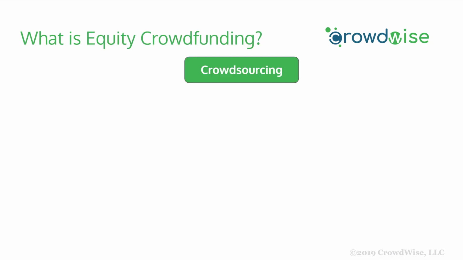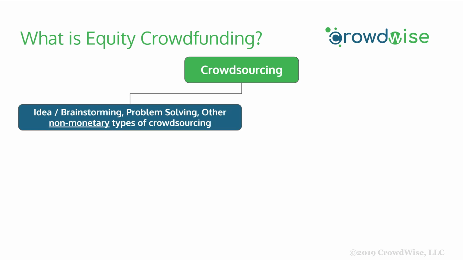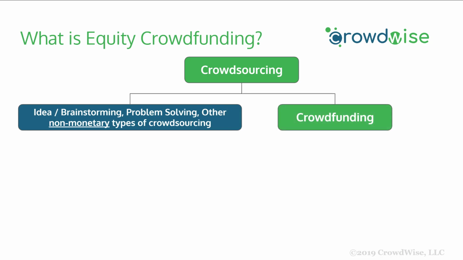and then we'll talk about how and where to begin. So at the top level, crowdsourcing can be grouped into two primary buckets. First, there are all the ideas, brainstorming, problem solving, and basically any other types of crowdsourcing that are non-monetary in nature. The second bucket is basically anything involving taking money from the crowd, and that's called crowdfunding.